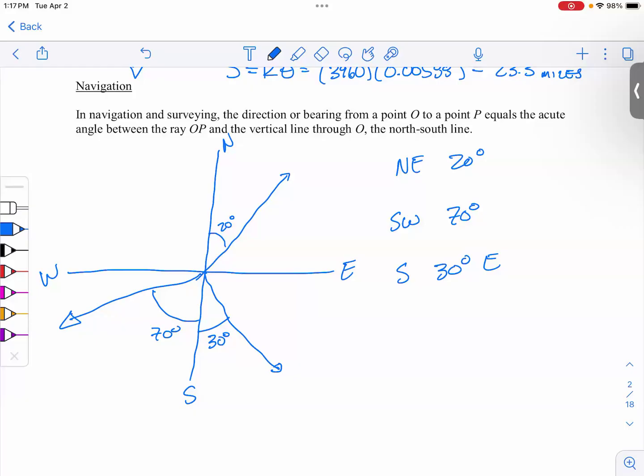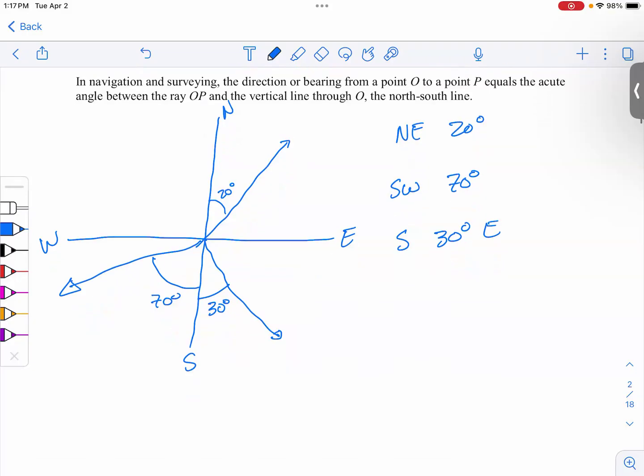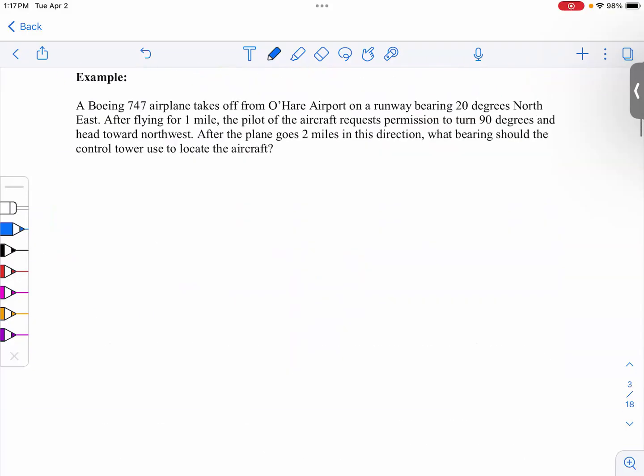So that is alternate notation, although we're much more familiar with this, but this is also fairly common notation. Okay, so whenever you see talking about bearing or navigation, that means change how you're doing your initial picture. Along those lines, a Boeing 747, made this at the beginning of the semester, takes off from O'Hare Airport on a runway bearing 20 degrees northeast.